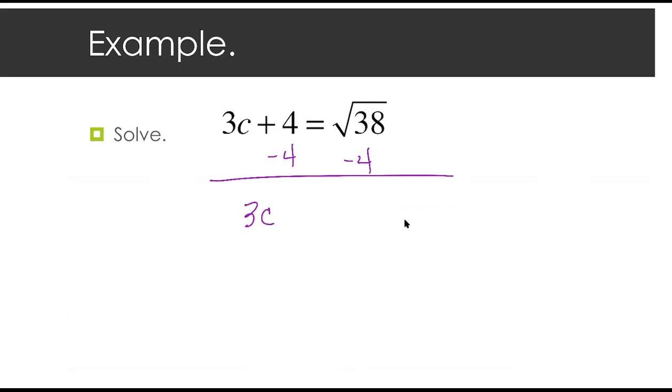You would have 3c equals, my suggestion would be to write this as -4 plus the square root of 38. Some of you might want to write it as square root of 38 minus 4. That's fine, but sometimes you kind of extend that square root and it's hard to tell what's under the square root and not. You can fix that by just putting that -4 in front. You'd finish solving for c by dividing both sides by 3.